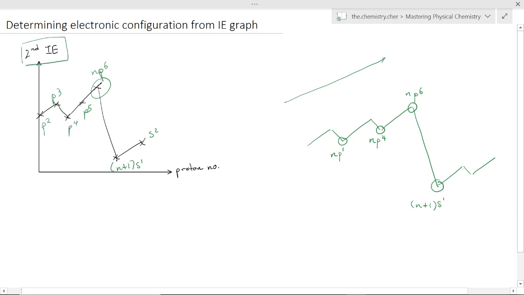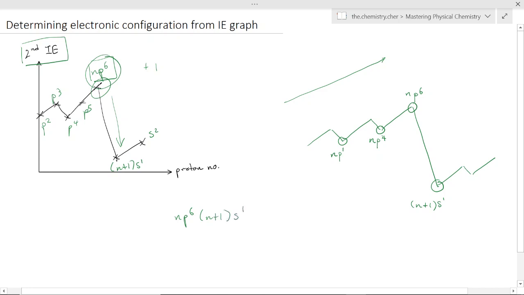So this means that at the end of the day, all you need to do is to add back the electron. Since one electron has already been removed, the second IE talks about the second electron. This is NP6 now, but originally, in the first IE, it has one more electron, so it was supposed to be over here. So the original electronic configuration of the atom is NP6, N plus 1, S1.